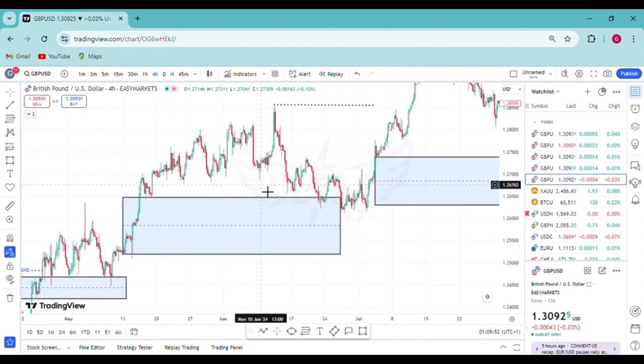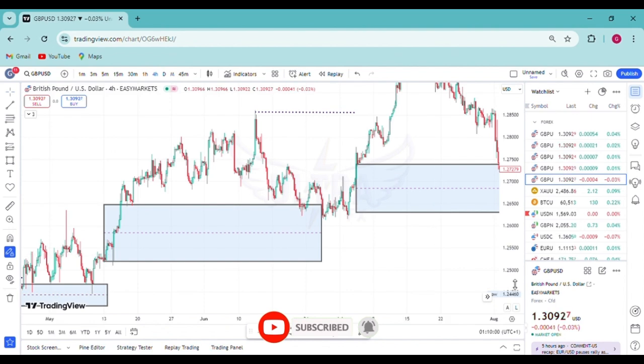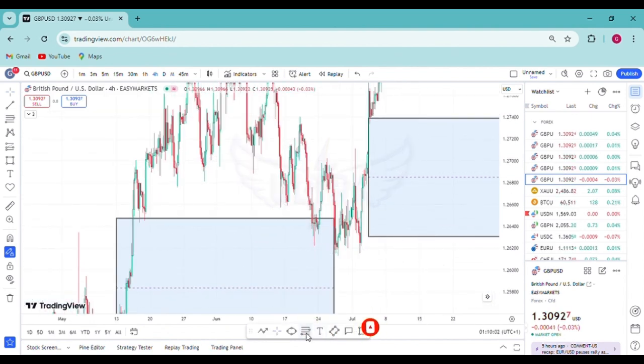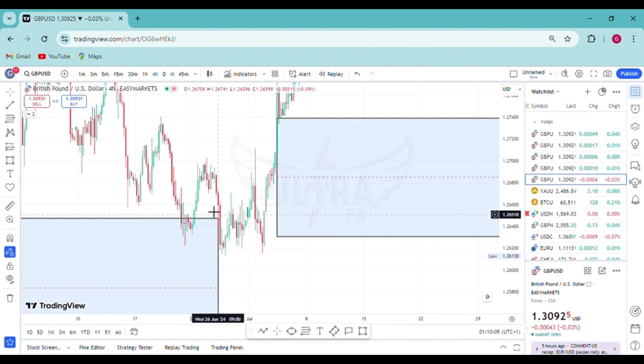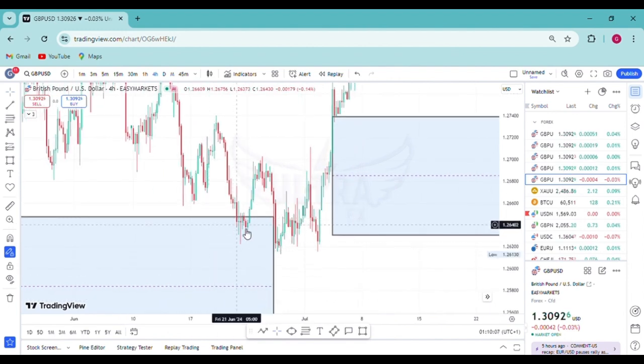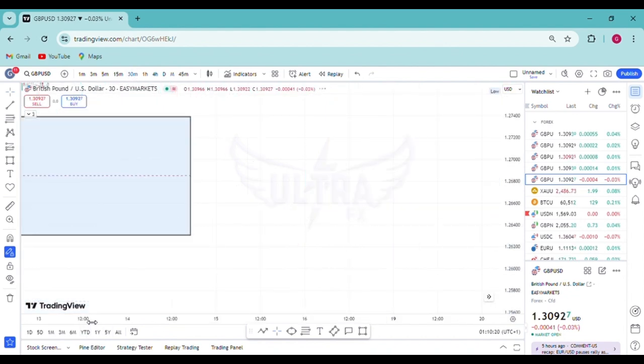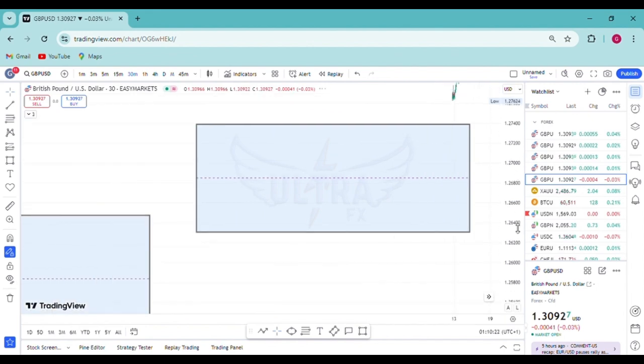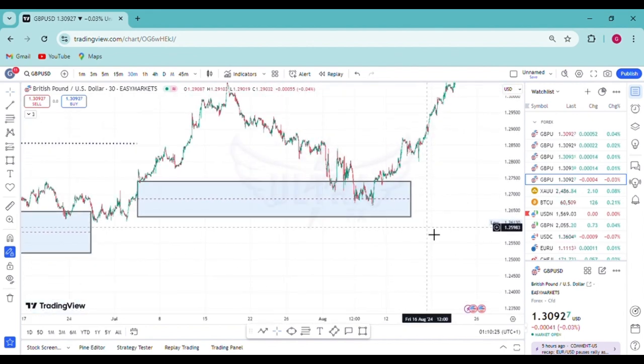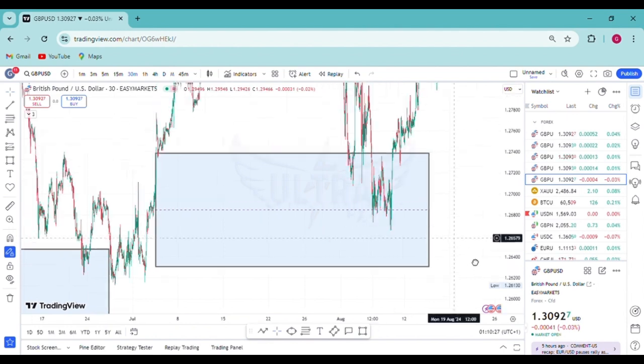So market rallies, retraces to that spot, gives a break of market structure right here. Let me show you where the break of market structure is. So after market rallies into that zone, filled it, there's a break of market structure right here. You can see it after this. Okay, let's go down to the 30 minutes. So we are down to our 30 minutes.